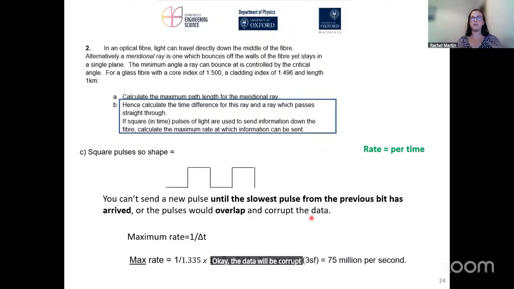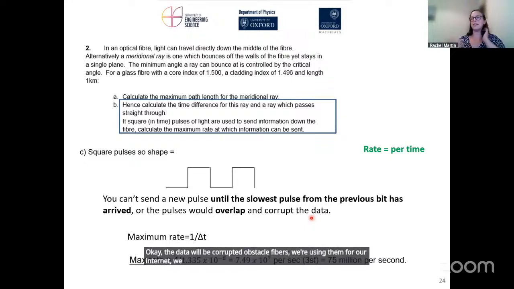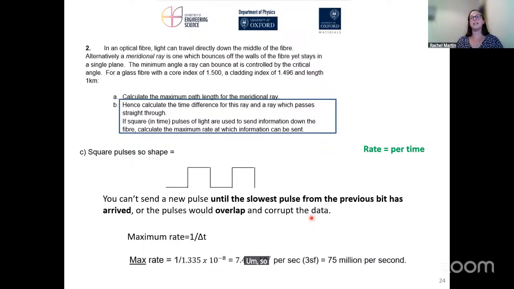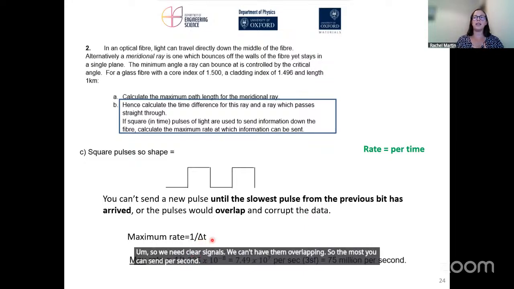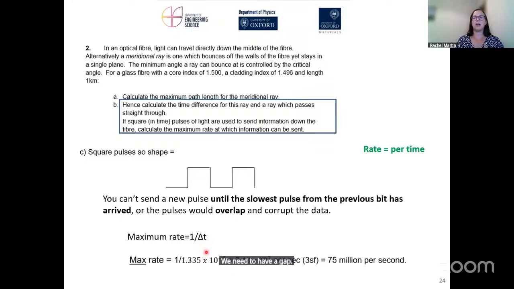Optical fibers, we're using them for our internet, we're using them to send signals. So we need clear signals. We can't have them overlapping. So the most you can send per second, we need to have a gap of that time difference for the maximum rate we can send those signals. So that's why we do 1 divided by that time difference.